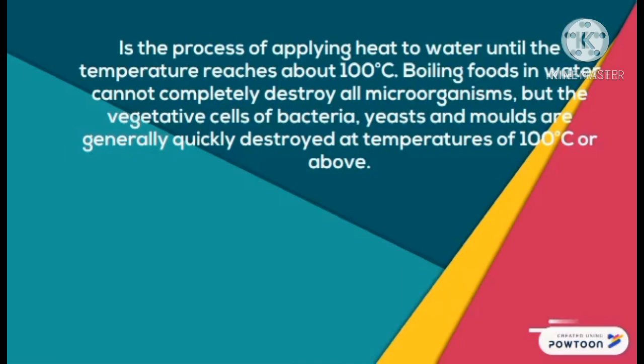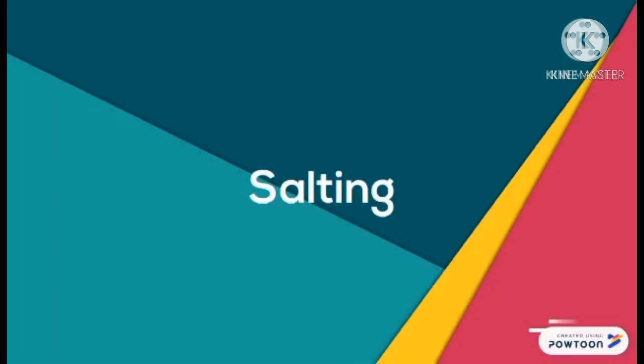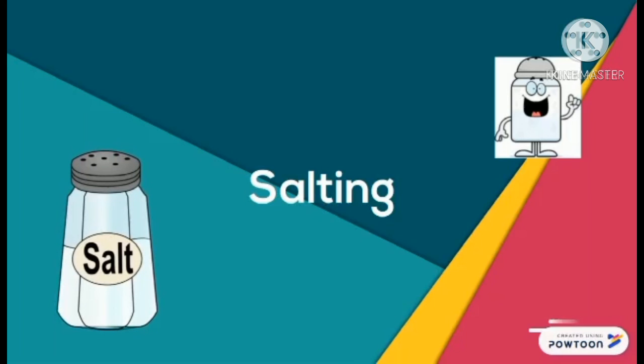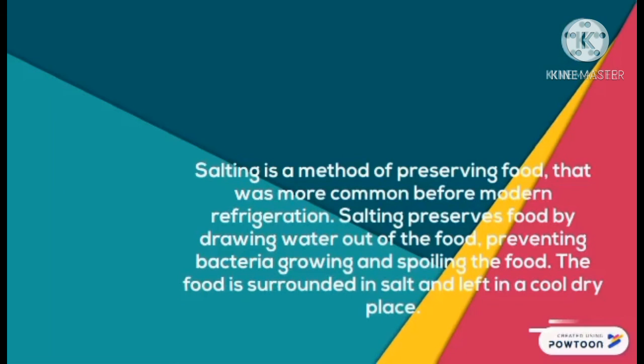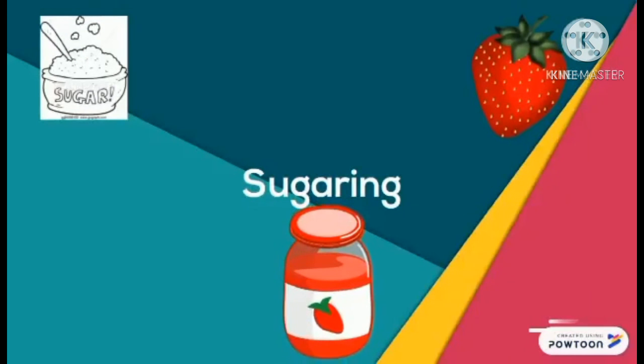Boiling is the process of applying hot water until the temperature reaches about 100 degrees Celsius. Boiling cold water cannot completely destroy the microbes. But salting, preserving food, was more common before the modern refrigerator. Salting prevents bacteria from growing and spoiling food by moving water out of the food. Sugaring.